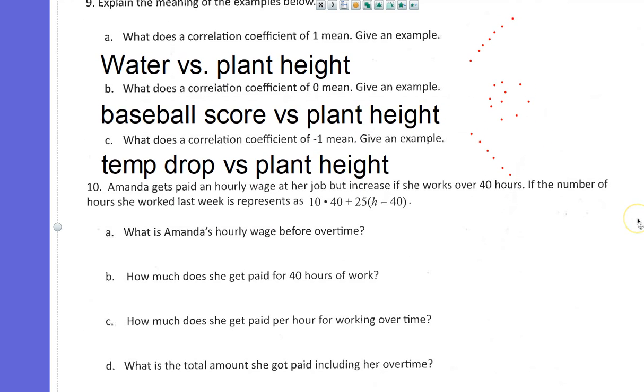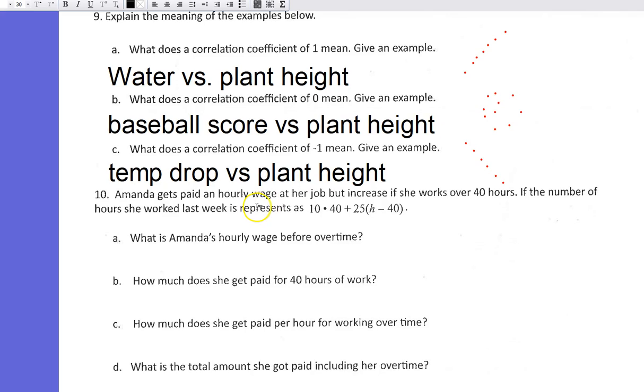Amanda got paid an hourly wage at her job, but it increases if she works over 40 hours. If the number of hours she worked last week is represented as this, what is the hourly wage before overtime? Let's look at the structure. We were talking about hours, right? So that's 10 times 40. This is the hours, and she must make $10 per hour. What's her new hourly wage, the multiplier? 25. So she used to make 10, now she makes 25, and this is the number of overtime hours, the number above 40. If she had 45 hours, then that would be 45 minus 40, that's 5 hours of overtime. So the hourly wage before overtime is $10.